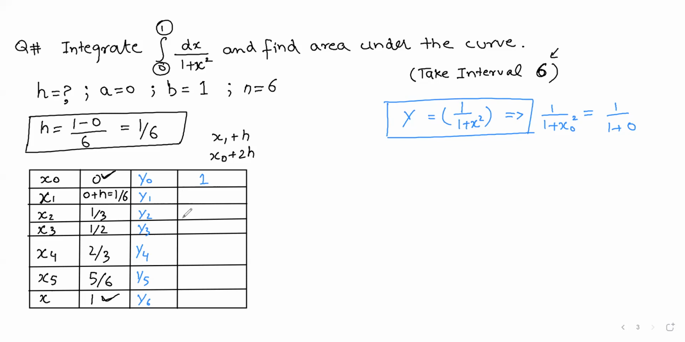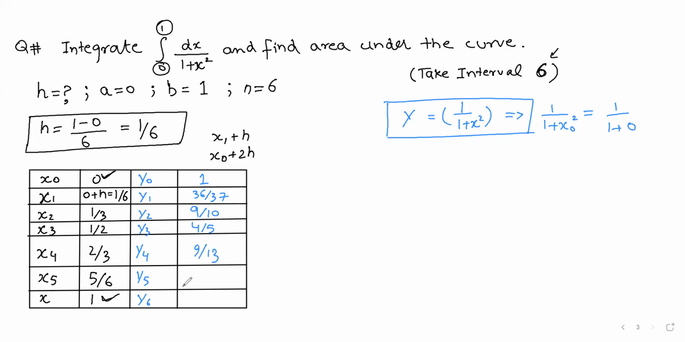Y1 is equal to 36 by 37. And next, Y2 is equal to 9 by 10. Y3 is 4 by 5. Y4, what is Y4? Y4 is 9 by 13. Good.